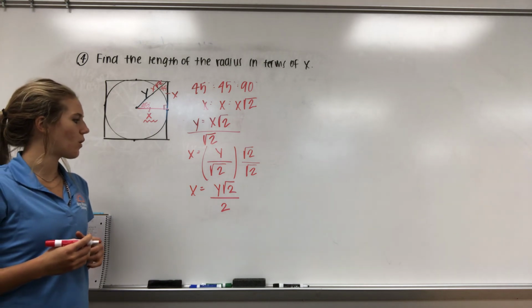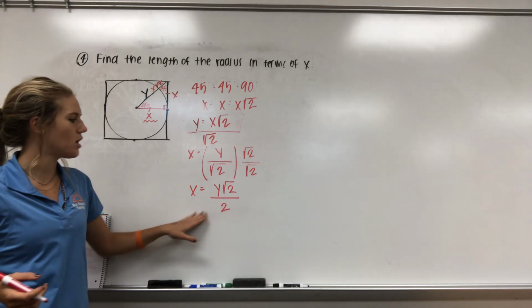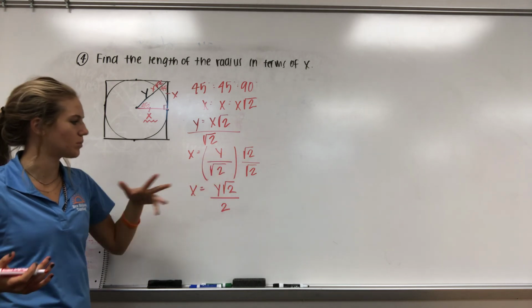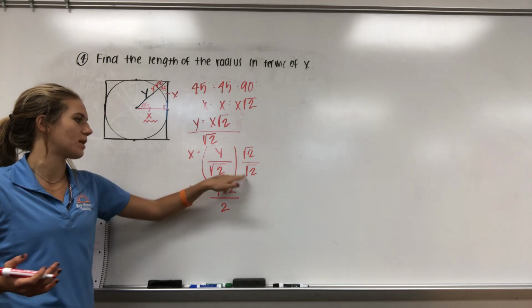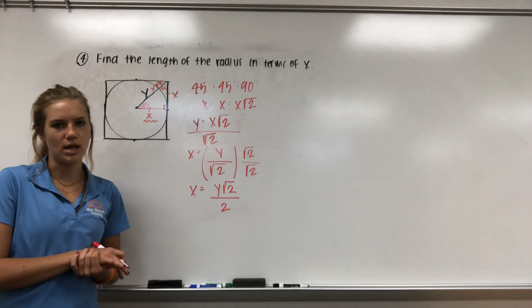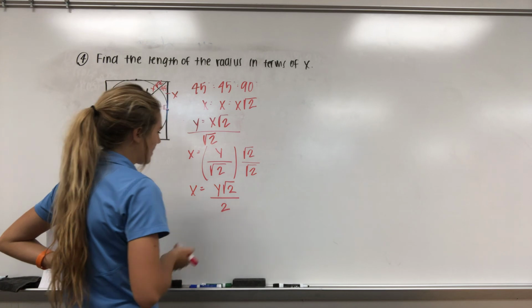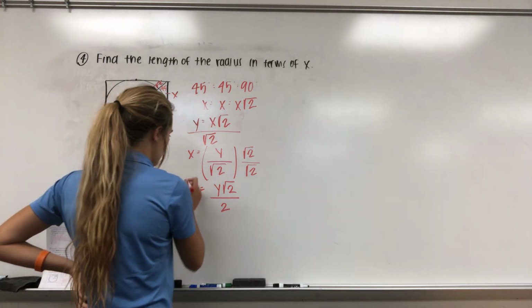Okay, so now we have this here. Y radical 2, just multiplying the top and the bottom, radical 2 times radical 2. It's going to cancel out those radicals, and you're just left with 2. And that is, in essence, going to be our answer.